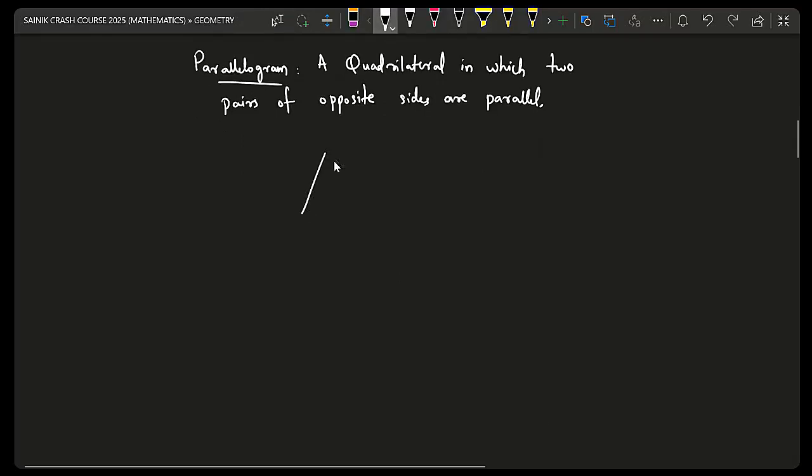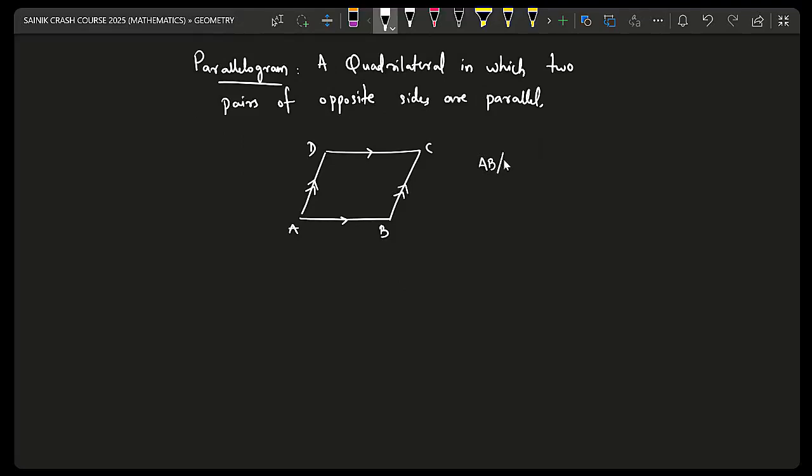Let's take this example. ABCD is a quadrilateral in which AB is parallel to CD and AD is parallel to BC. You can write in the definition that AB parallel to CD is given and also AD parallel to BC is given. Then we can call this a parallelogram. We use a symbol for parallelogram, which indicates parallelogram ABCD.